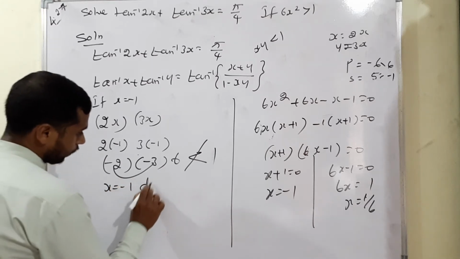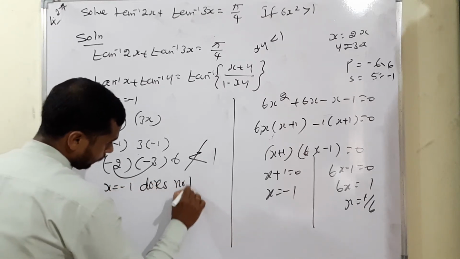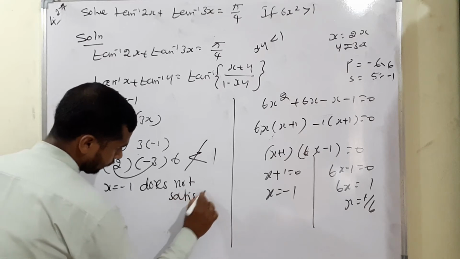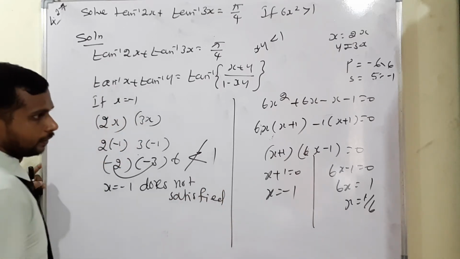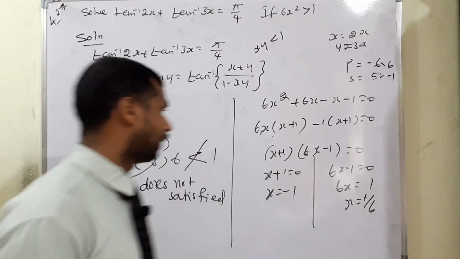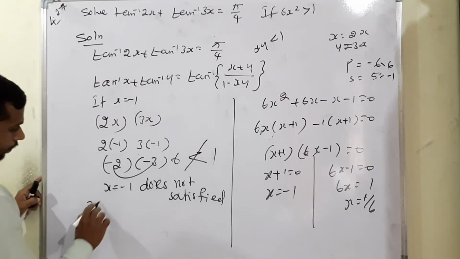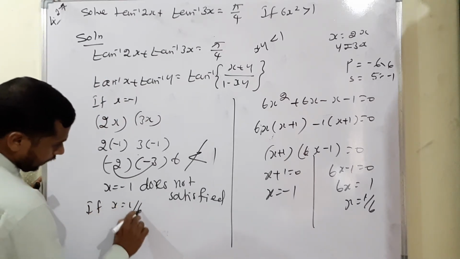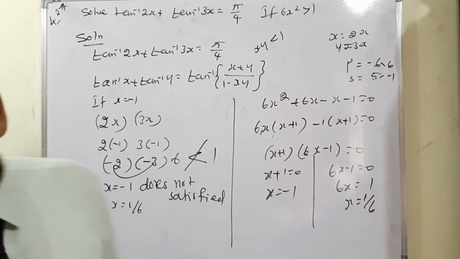6 is greater. Therefore, x is equal to minus 1 does not satisfy the condition. Next condition, x is equal to 1 by 6. If x is equal to 1 by 6, what will happen?